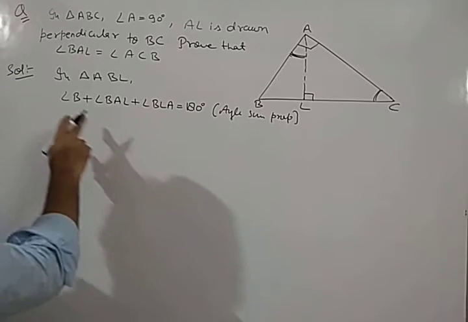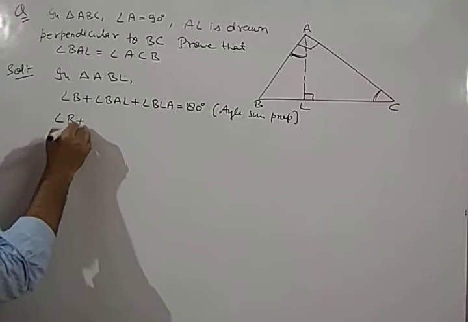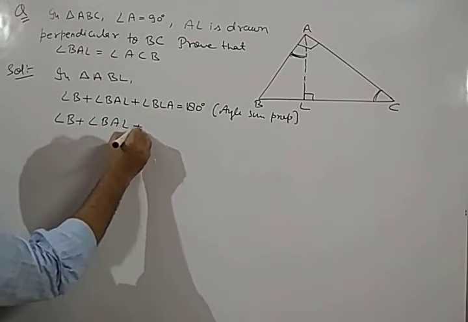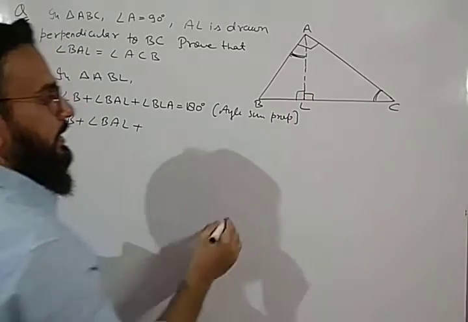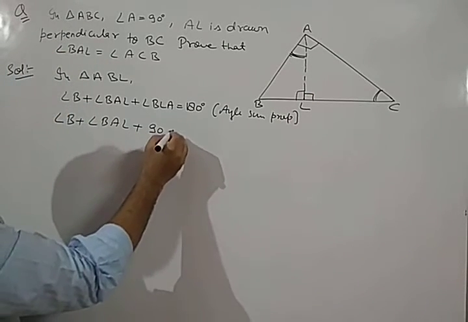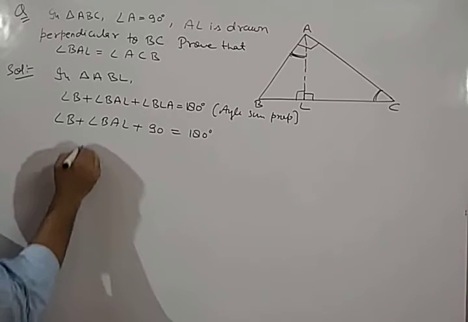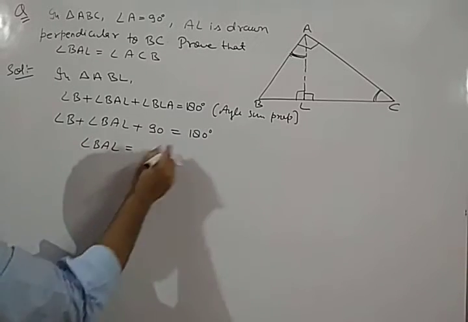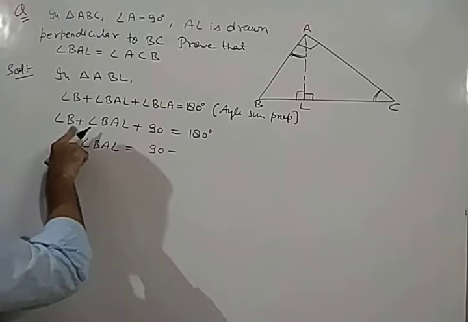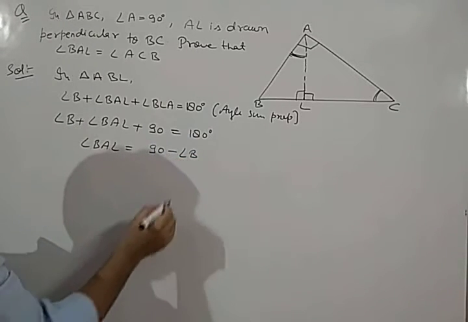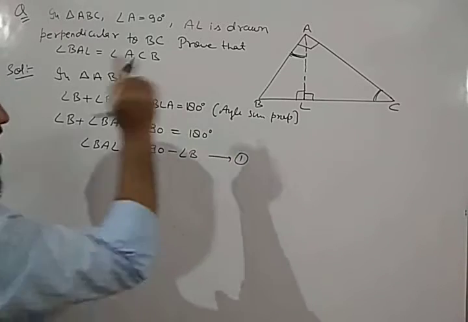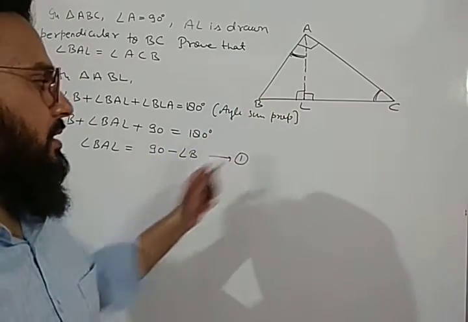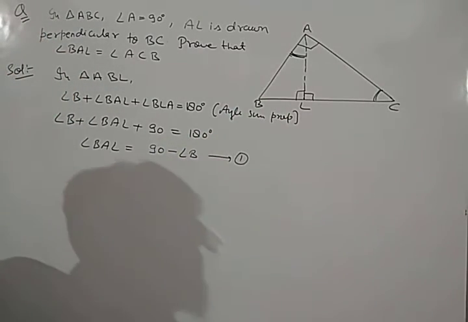Okay. Now this is angle B plus angle BAL, that we have to prove, plus angle BLA. This angle is 90 degree. So put it here 90 degree. It is equal to 180 degree. So we can get the value of angle BAL. Angle BAL will be equal to 180 minus 90, that will be 90, and take this angle B to the right hand side. So it will be minus angle B. Let us consider it equation number 1. Okay. So we get angle BAL is equal to 90 minus angle B.